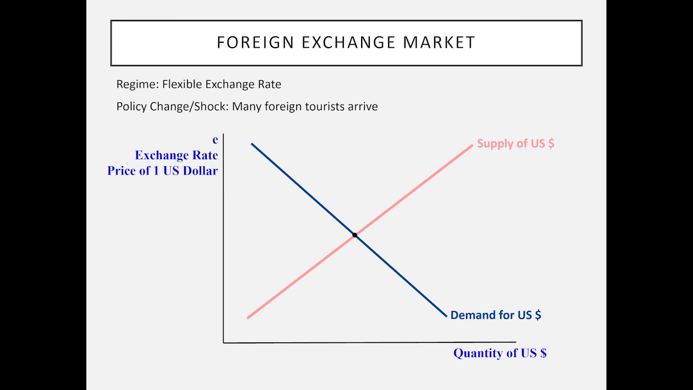Let's consider the same idea, but with a flexible exchange rate regime. In this case, same thing: many foreign tourists arrive, filled with US dollars, wanting to see the local sites, and the supply curve shifts to the right as before, but in this case nothing else changes. We'd simply see that the currency would appreciate, E would go down, and it would stop there because it's a flexible exchange rate. That means the exchange rate will rise and fall as demand and supply conditions change.